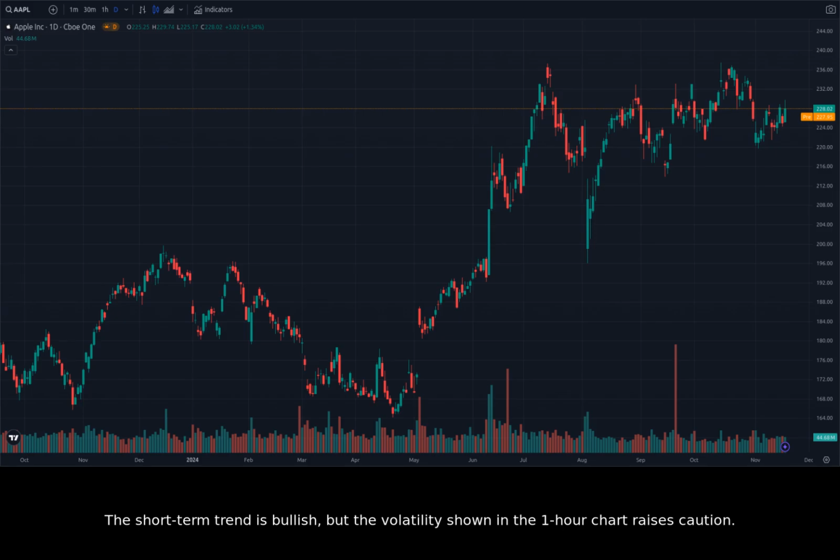The short-term trend is bullish, but the volatility shown in the 1-hour chart raises caution. Long-term prospects remain positive, but potential shifts in the market need to be noted. Be sure to monitor volume patterns on all timeframes for confirmation. This includes looking for significant volume spikes which may coincide with reversals. We can also look at other indicators to confirm these findings, such as RSI, MACD, Bollinger Bands, or volume.